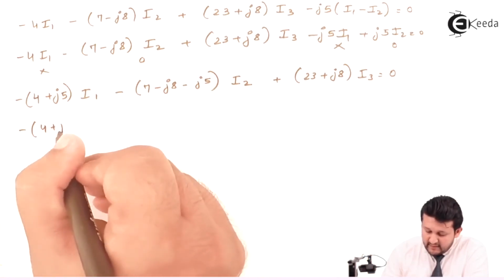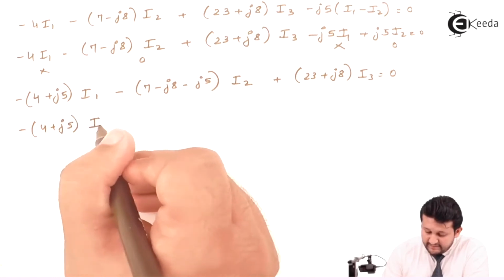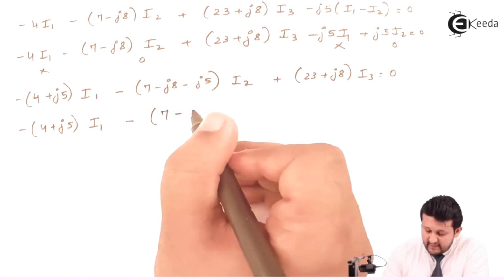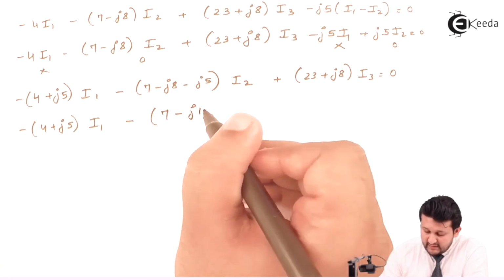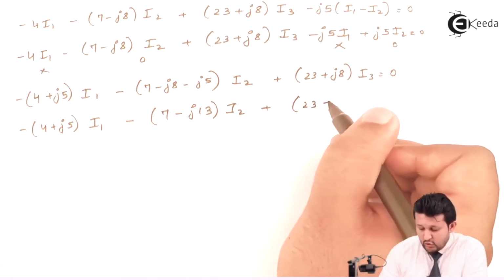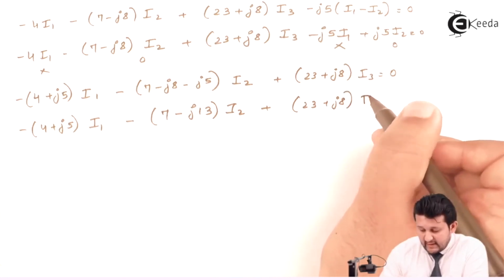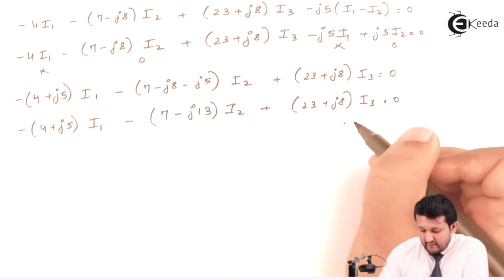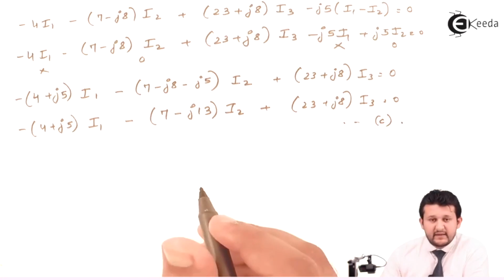Simplify it: minus 4 plus j5 I1, 7 minus j13 I2 plus 23 plus j8 I3 equal to 0. So this will be equation number 3.